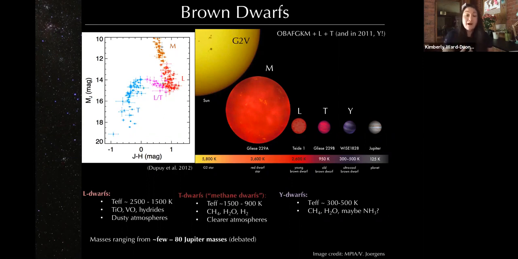Then as you cool off even more, you get into what we call the Y-dwarf regime. This is very cold, 300 to 500 Kelvin. And now you're starting to see more and more complex molecules, even things like ammonia, which is a signature that we know well from Jupiter's atmosphere. And again, these mass ranges are from a few times the mass of Jupiter all the way up to 80 Jupiter masses, which is about where the onset of hydrogen fusion kicks on.